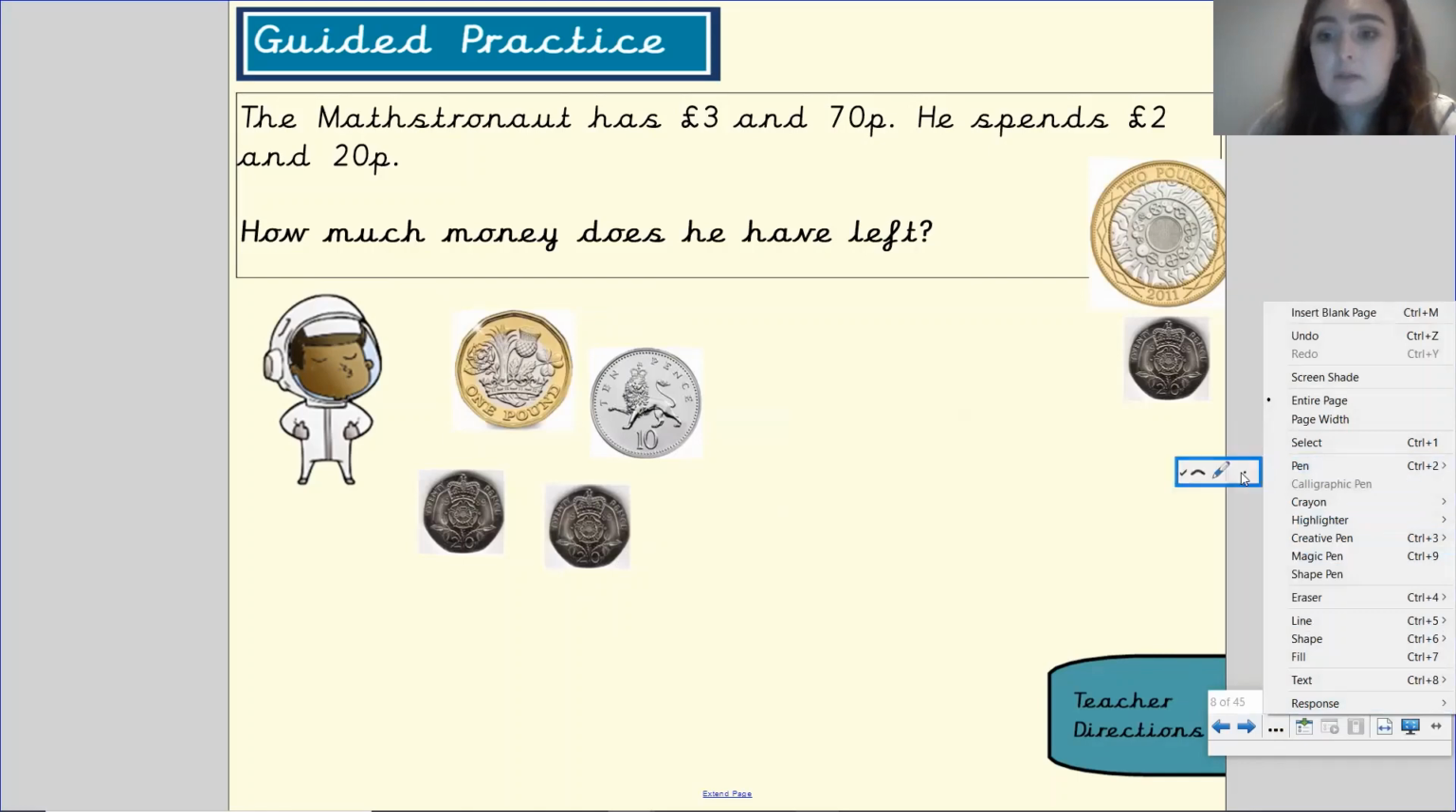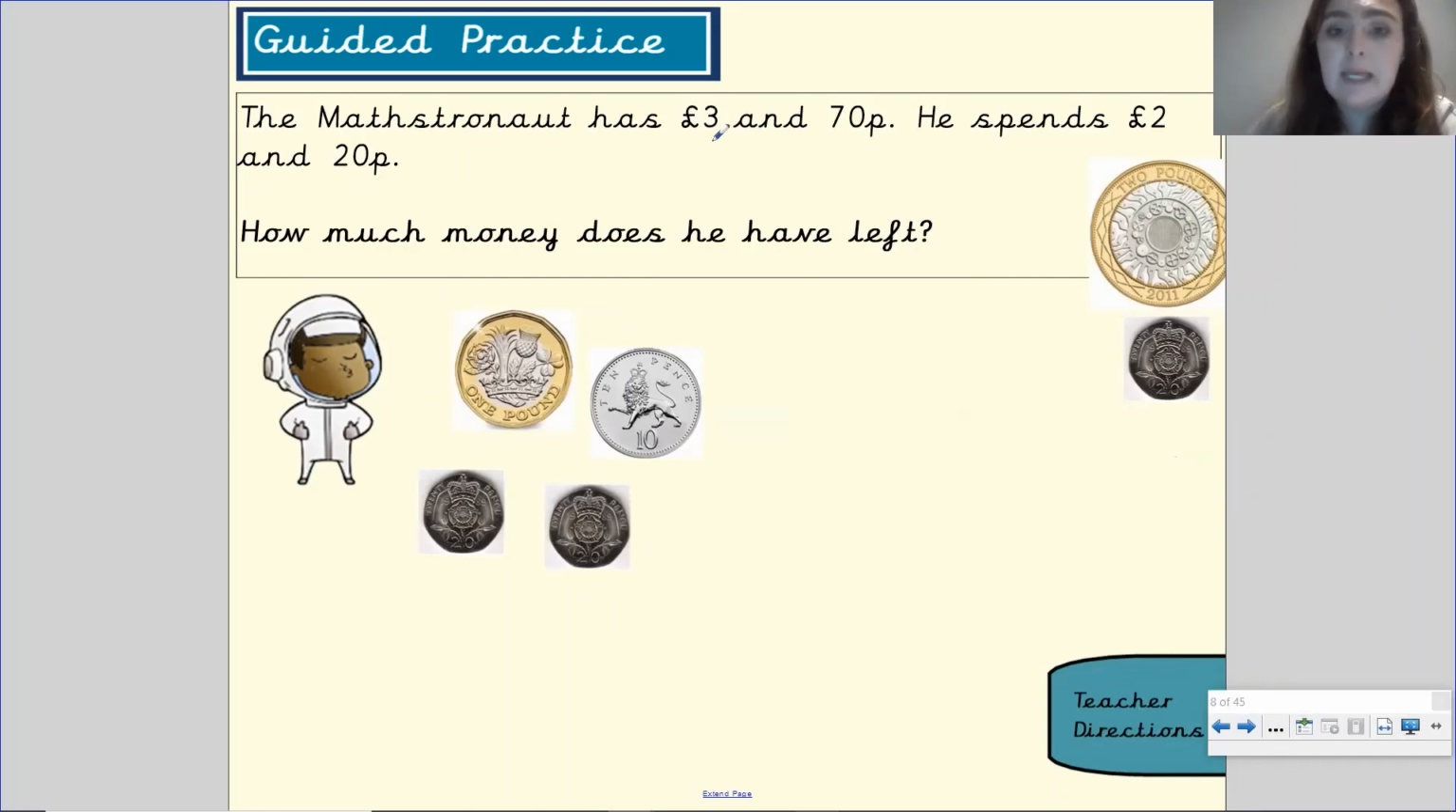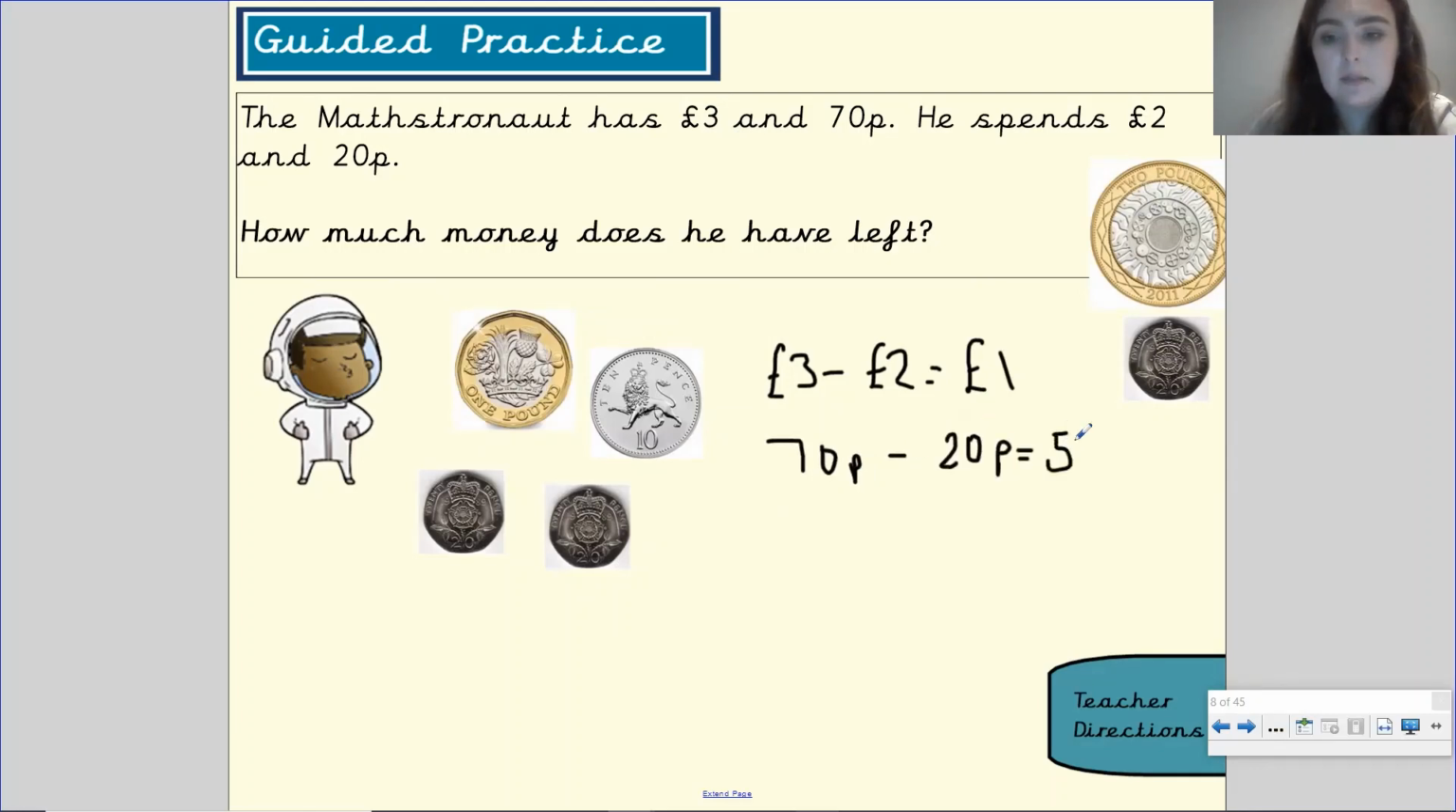Now, if we didn't have the coins in front of us, another way we could have worked it out would be by taking the pounds away from each other and taking the pence away from each other. So we could have done £3, take away £2 equals £1, and then 70 pence, take away 20 pence equals 50 pence. And then we just need to put these two amounts together, which is £1 and 50 pence. So well done if you got that.